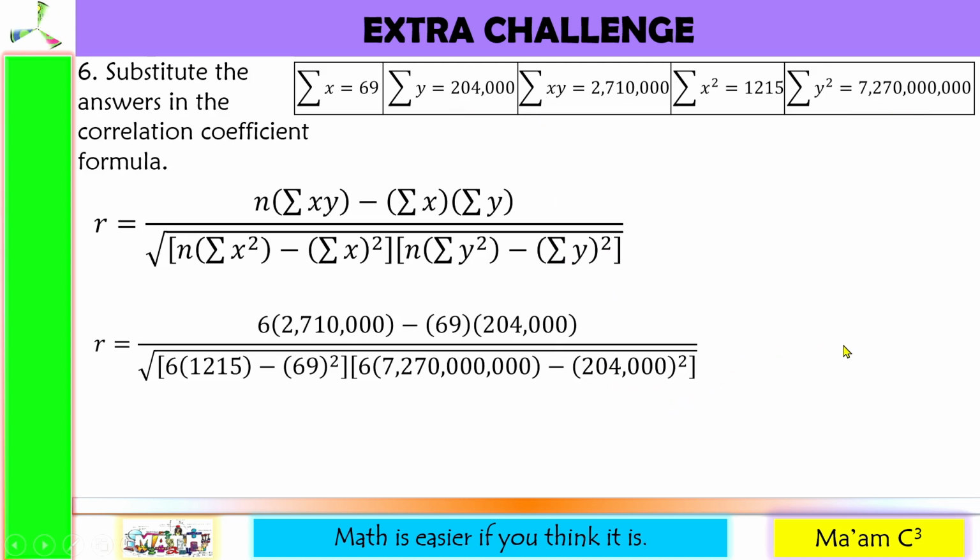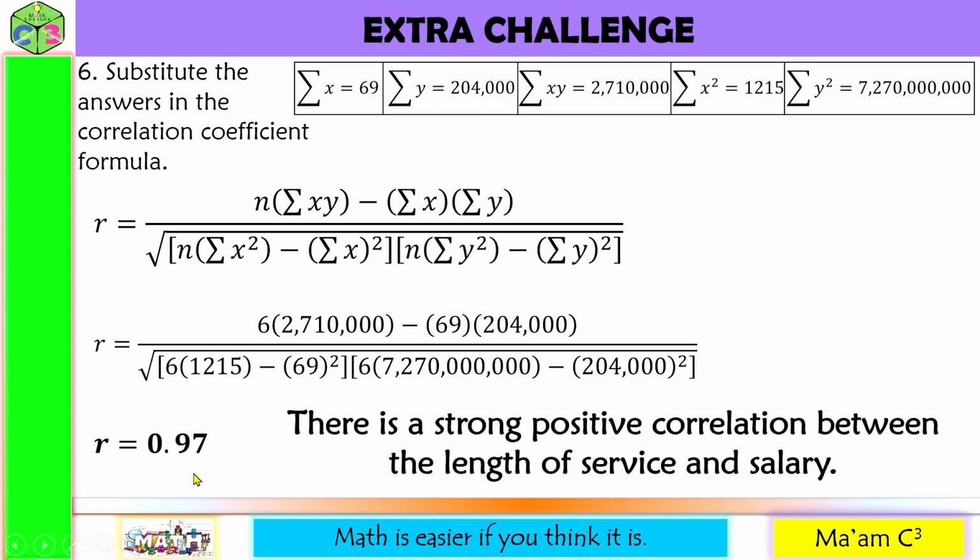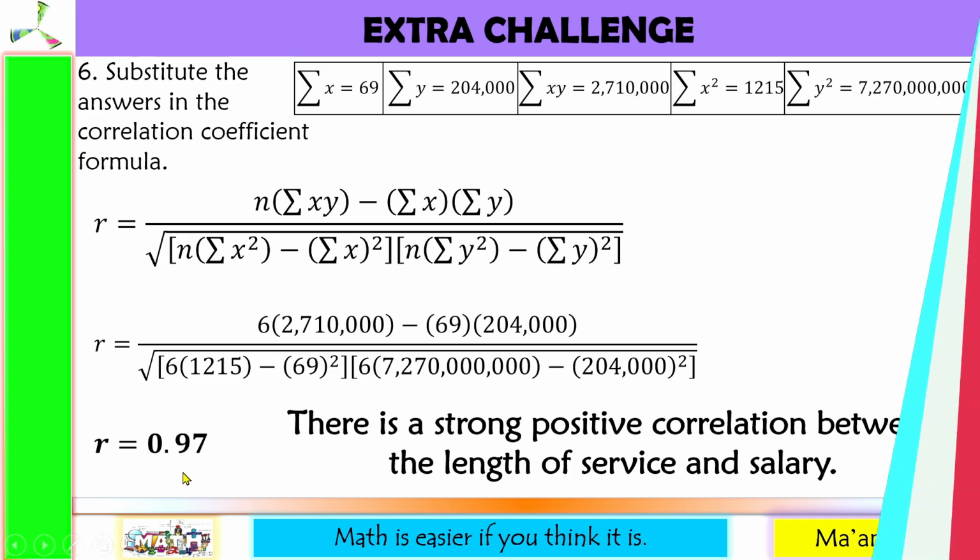Computing this in our calculator, this will give us 0.97. 0.97 is very close to 1. So we have a strong positive correlation between the length of service and salary.